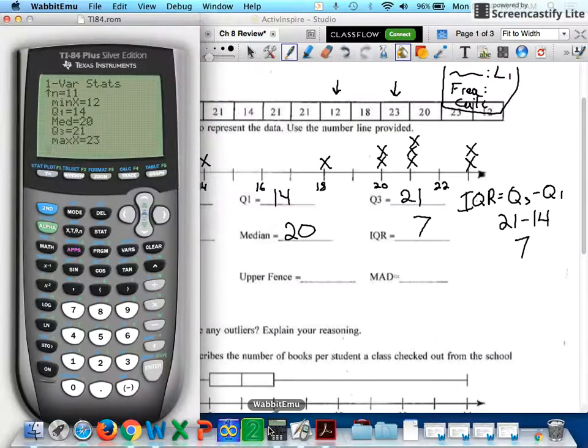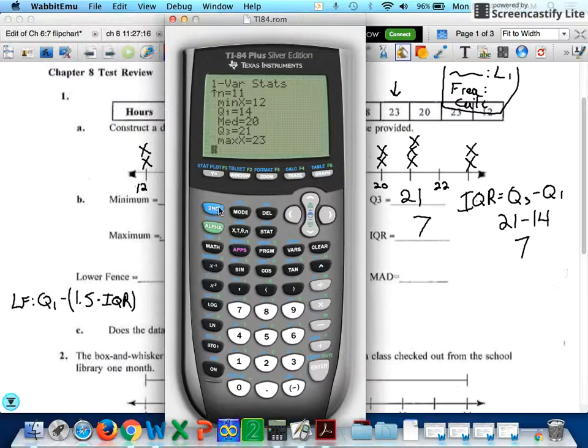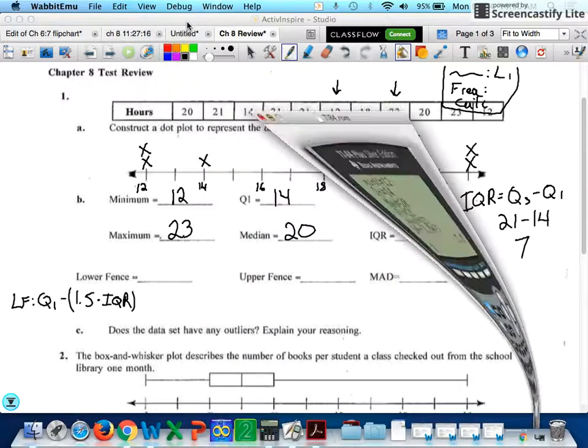Well, if I pop over in the calculator, I can do that calculation, okay? It's Q1, which was 14, minus 1.5 times our IQR of 7. What that is, 3.5.